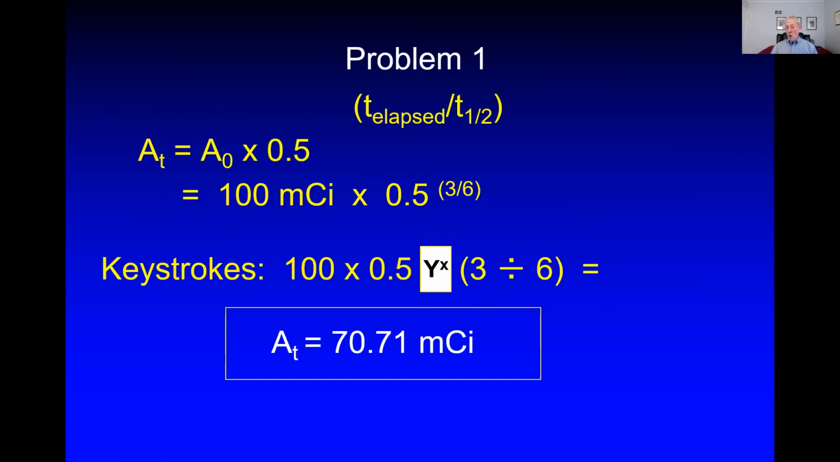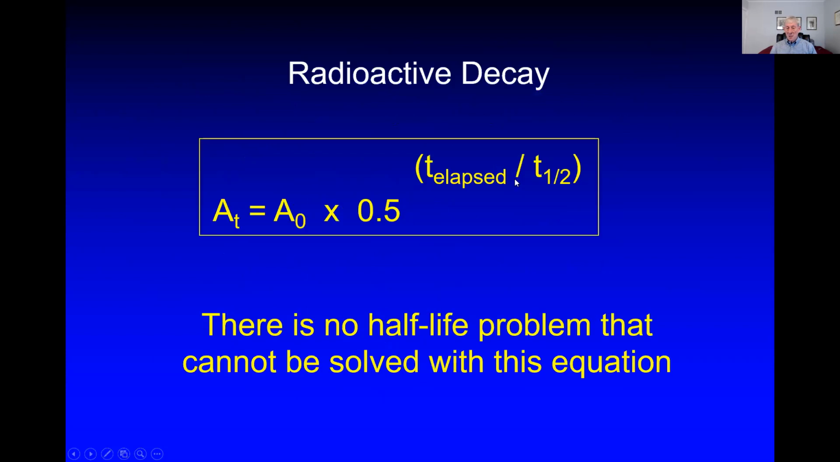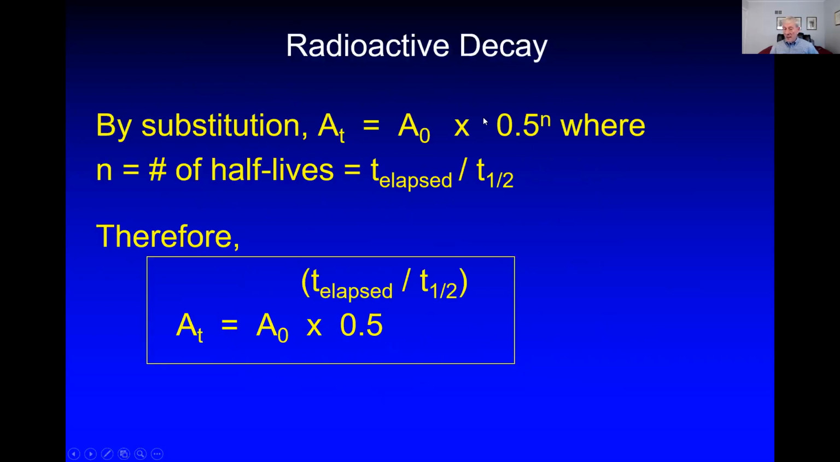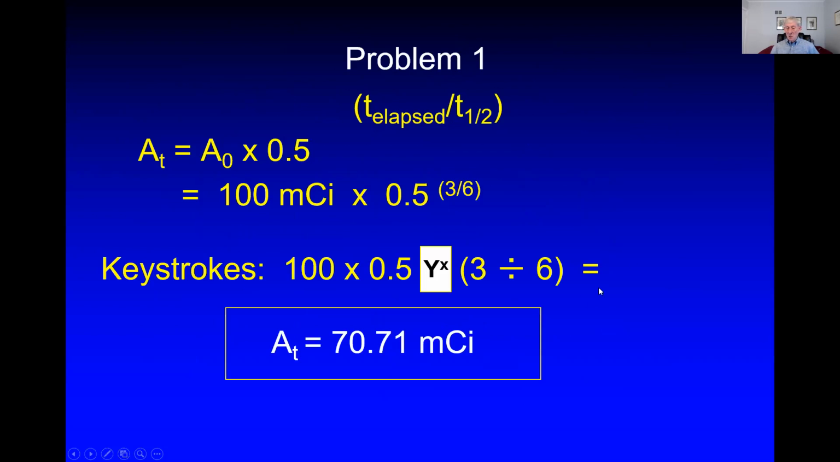Now, because you know how many half-lives it is, you didn't really have to go through all this. You could have said 100 times 0.5, Y to the X key, 0.5. Remember, it's going to be 1/2 to the n. If n is 0.5, it's going to be 100 times 0.5 to the power of 0.5. Okay, so there are your keystrokes. Everybody got that okay? Any questions? I think it's a much simpler way than doing it the other way.